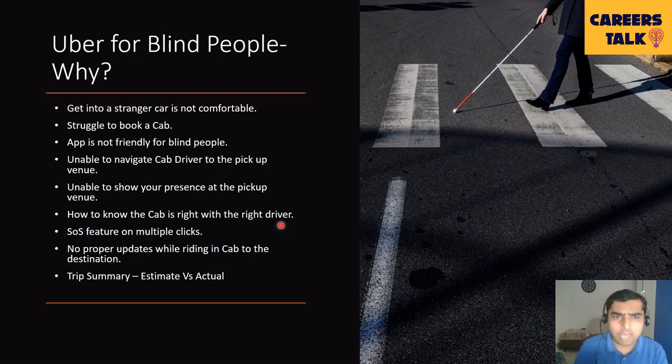Okay, so we have OTP, but how can we expect the blind person to read or tell the OTP to the driver? So we need some verification. Before getting into the cab, the blind person can verify whether this is the correct cab that they had opted for or not.